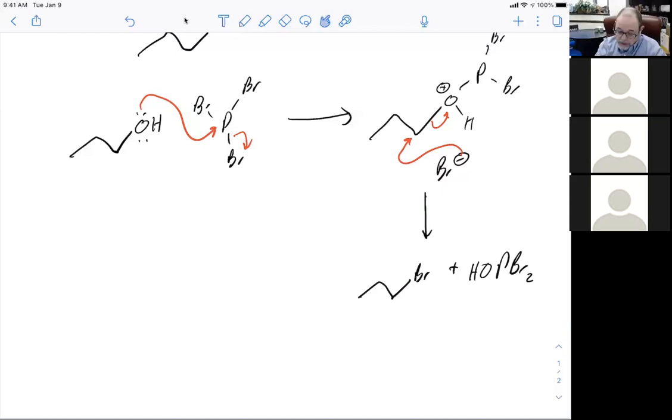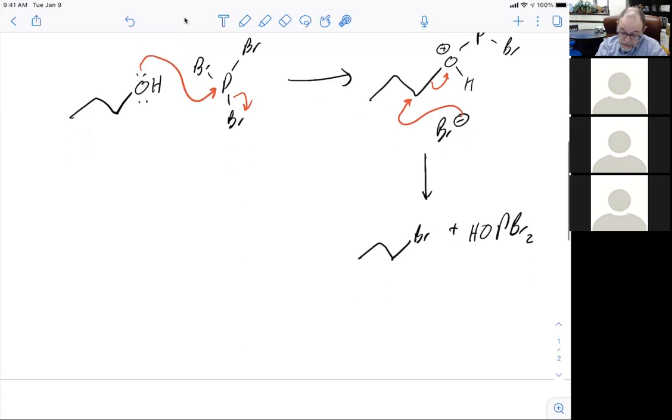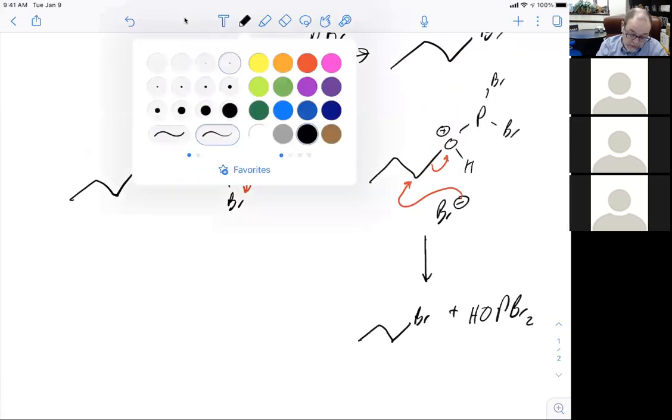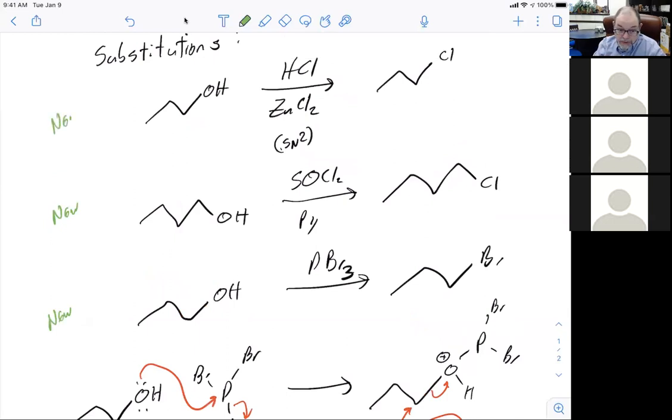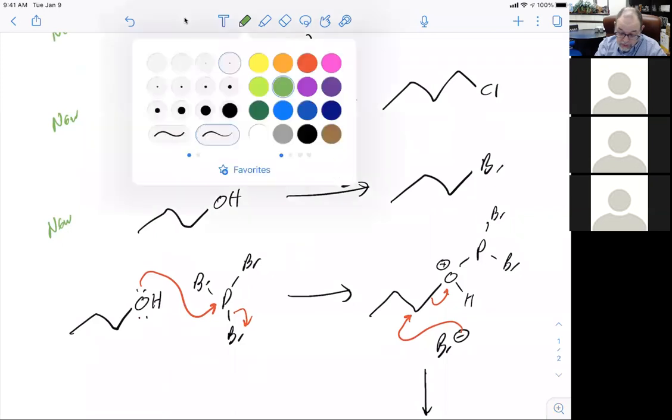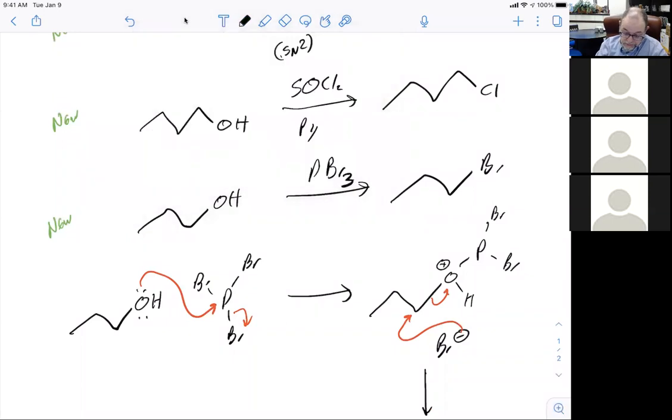But then once we form this, right, then it's just a good leaving group and a nucleophile coming in and kicking off the leaving group to end up giving us our product. Okay. All right, so those are our substitutions. So these are, I'll note these, right? This is new, right? But then the SN1 and SN2 are review reactions. Okay, if we can do substitutions with alcohols, then we should be able to do eliminations with alcohols. So that's our next section.